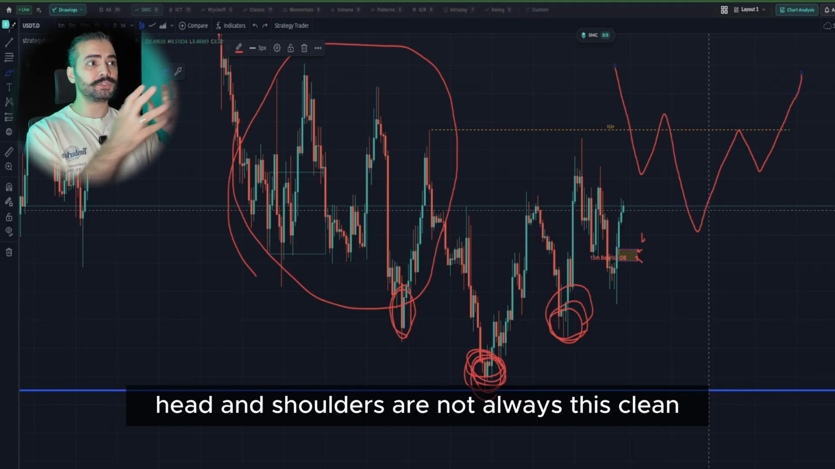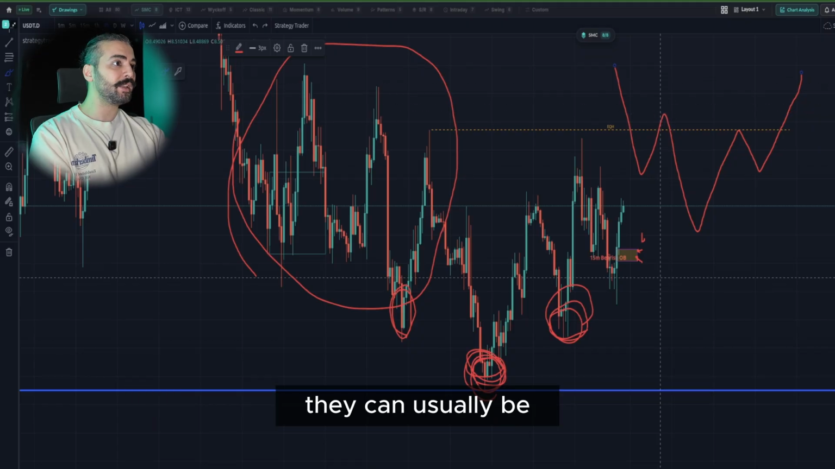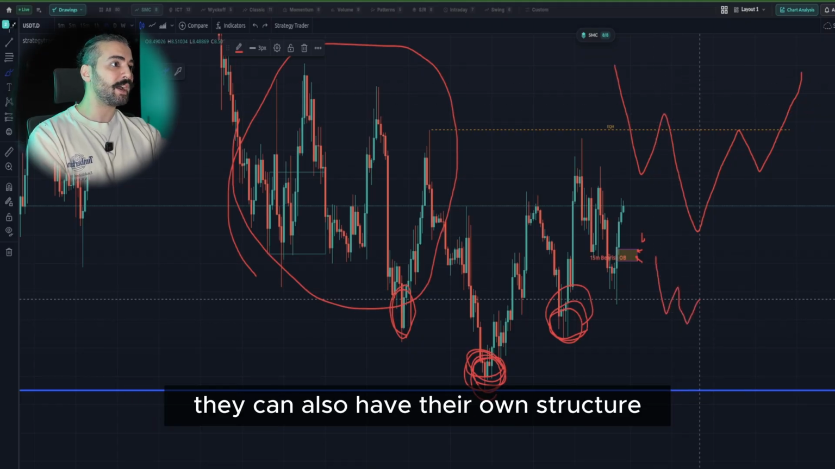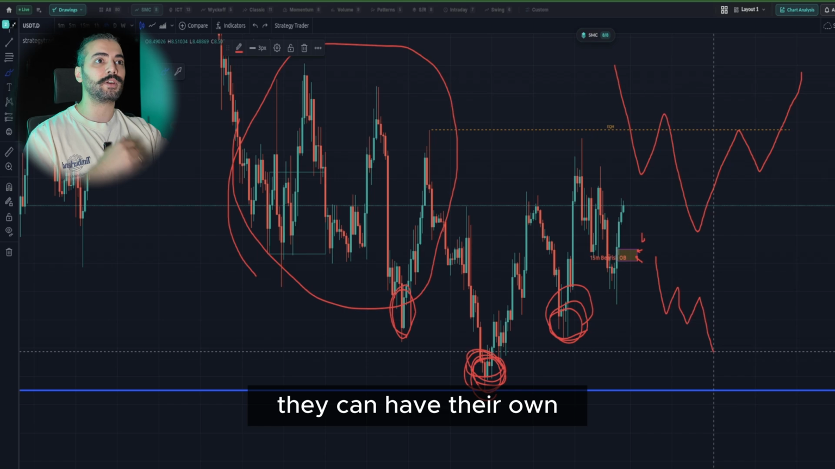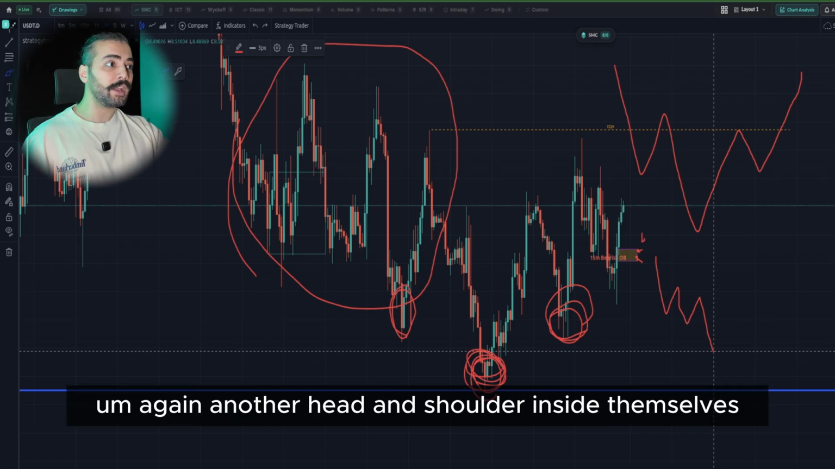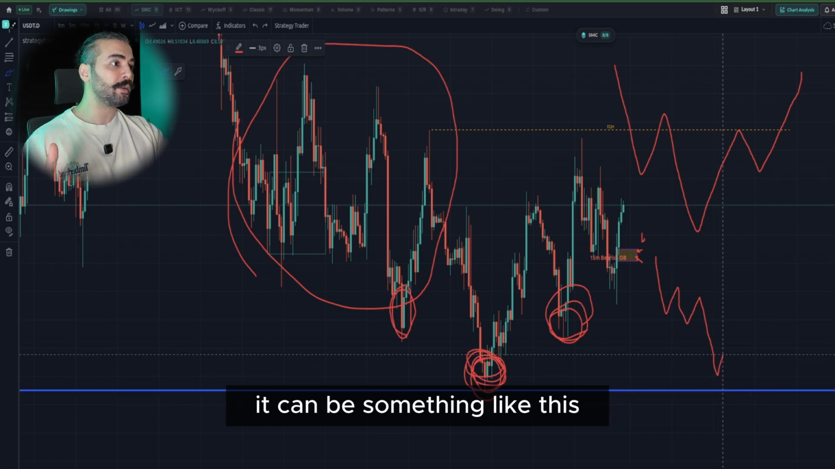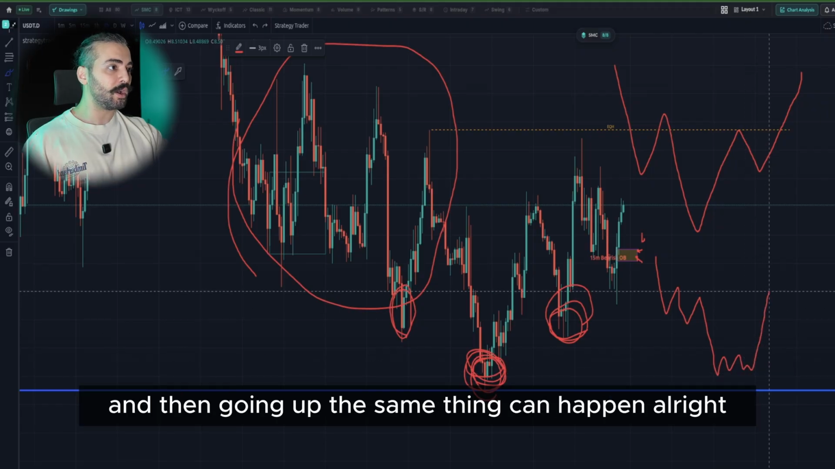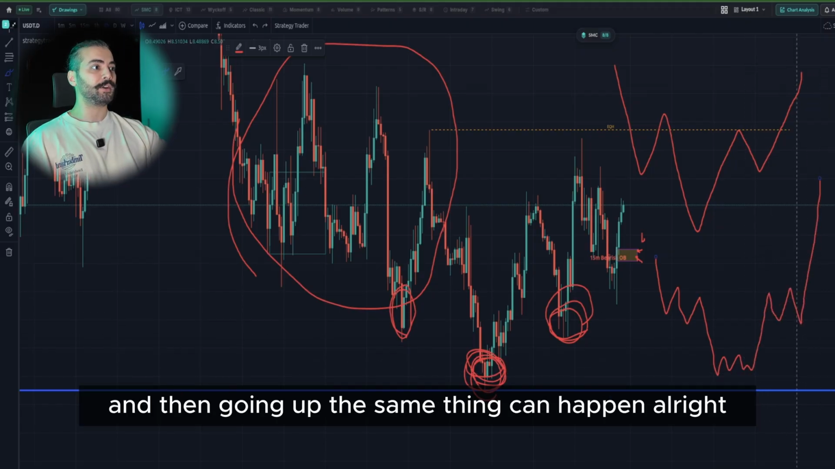And remember, head and shoulders are not always this clean. They can also have their own structure. They can have, again, another head and shoulder inside themselves. It can be something like this. And then going up, the same thing can happen, all right?